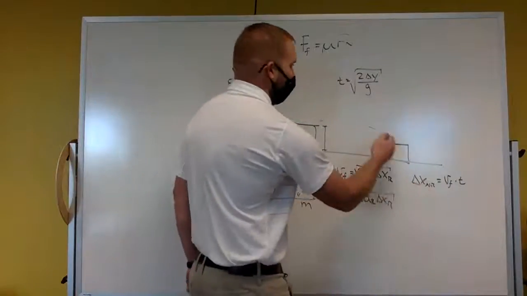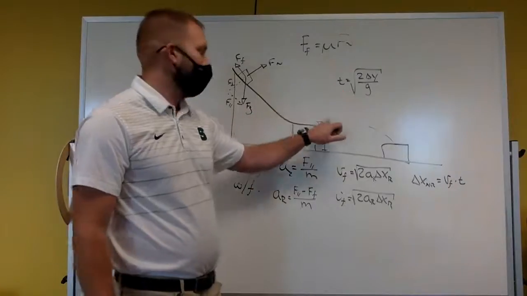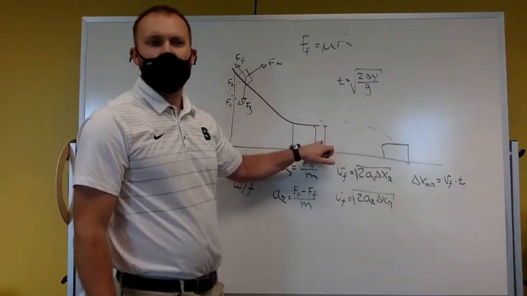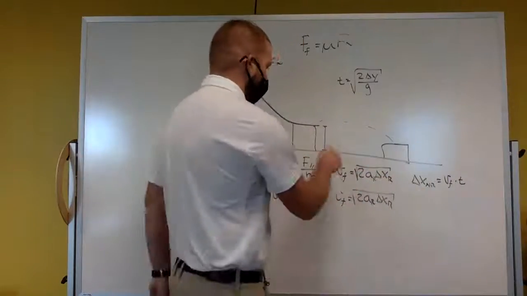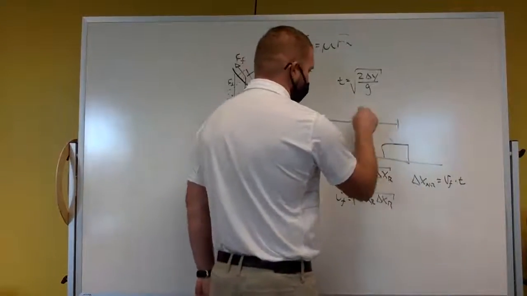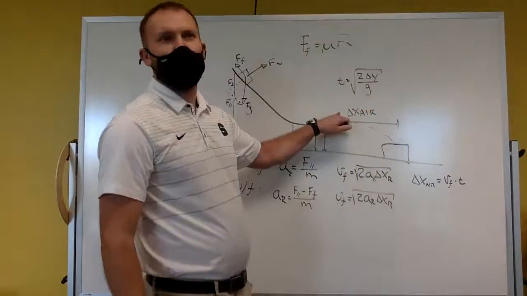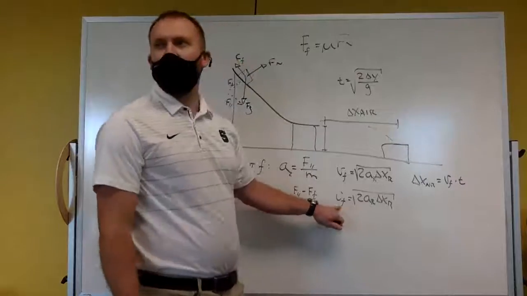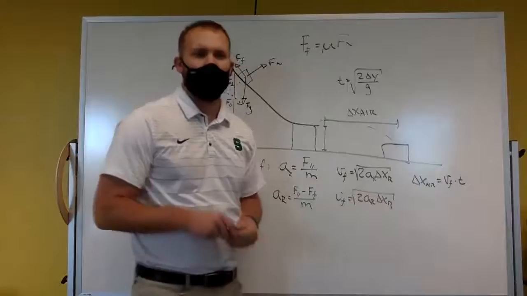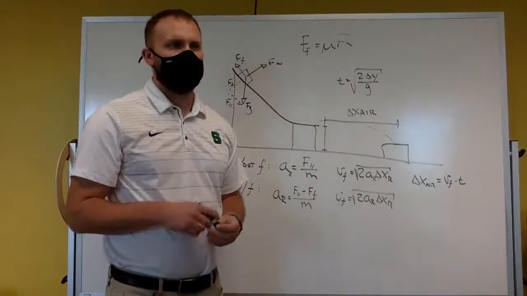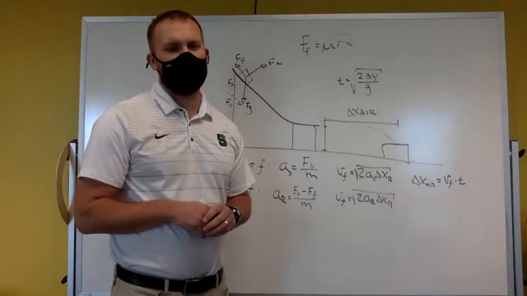Which then my time in the air, though, doesn't change. I'm still in the air for the same amount of time because it's still the same height, okay? And then I could just solve for my displacement, this displacement. This is displacement in the air. I could solve for that displacement by whatever my new final velocity was times whatever time I'm in the air. Shreya, is that good?